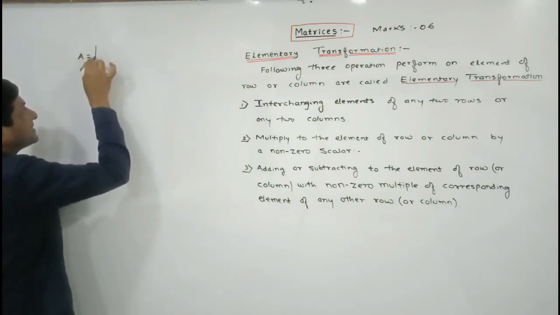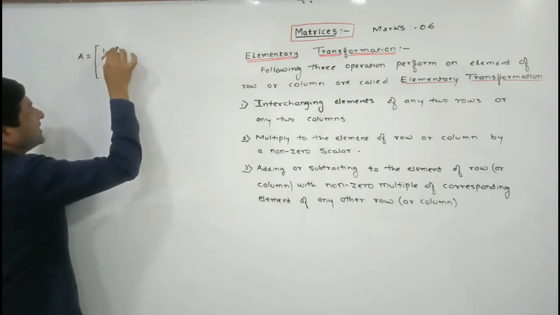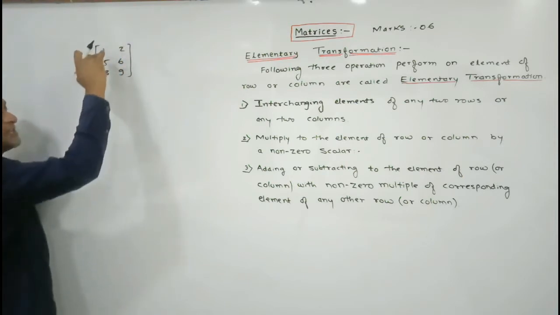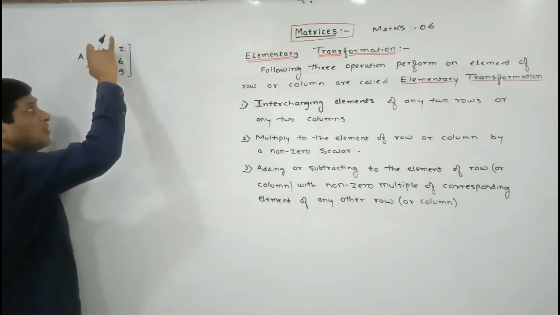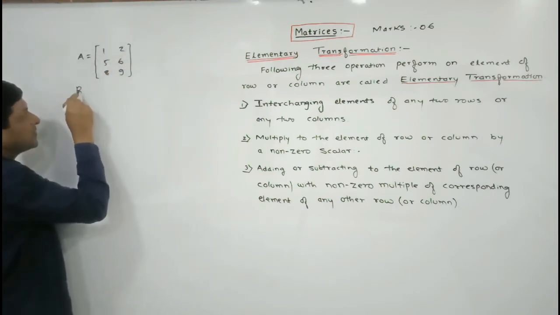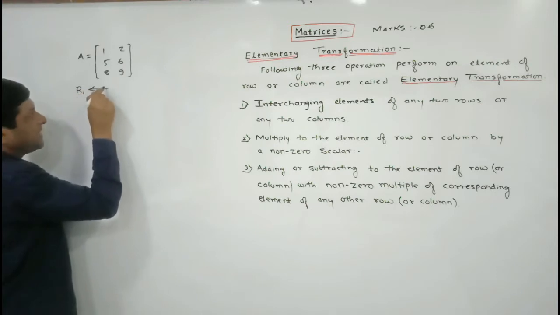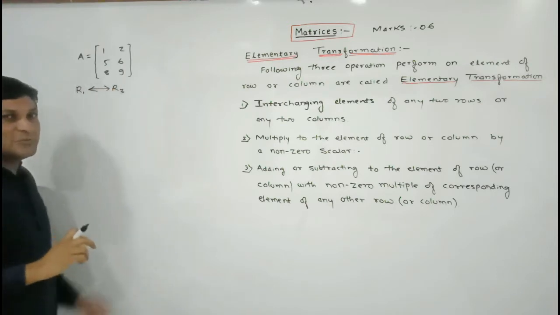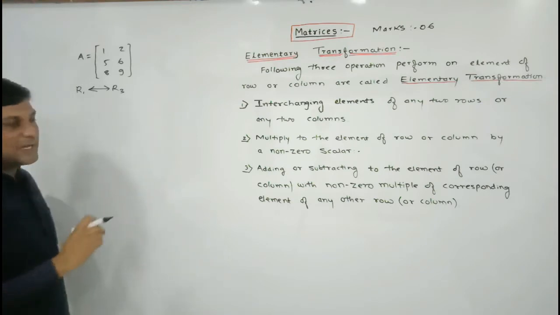Let A be a matrix, and let its elements be, say, 1, 2, 5, 6, 8, 9. Now suppose we want to interchange the elements of R1 and R3, then it will be denoted by this notation: R1 double implies R3. This notation says that we are interchanging the elements of R1 and R3.